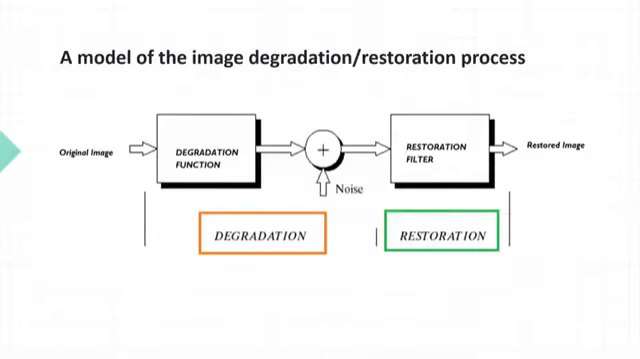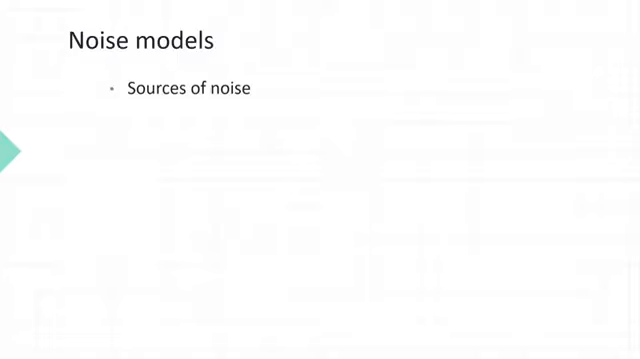This is the simplest of the diagrams, which helps us to understand how the degradation and restoration process happens. This is mainly due to the degradation function, whenever you give the original image. The noise may be additive, and it has to be restored with the filter. Once we know what the noise is, we can restore the image. Let us go through the noise models.